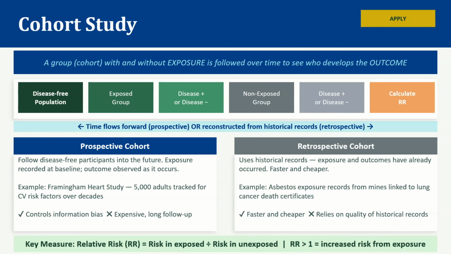Key measure, relative risk. RR is equal to risk in exposed divided by risk in unexposed. Relative risk greater than 1 means exposure increases risk. Relative risk less than 1 means protective. Strengths, good for common diseases, can study multiple outcomes. And what are the weaknesses? Long follow up, expensive, loss to follow up.